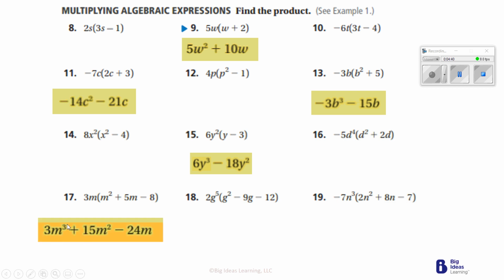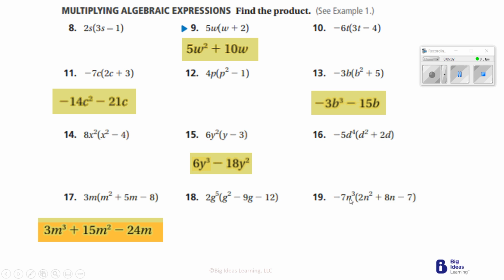3m to the third power plus 15m to the second power minus 24m. Number 19 is next. I got negative 7n to the third power times the quantity 2n to the second power plus 8n minus 7. None of these are like terms. I can't combine them, but I can distribute this property to everything in here.